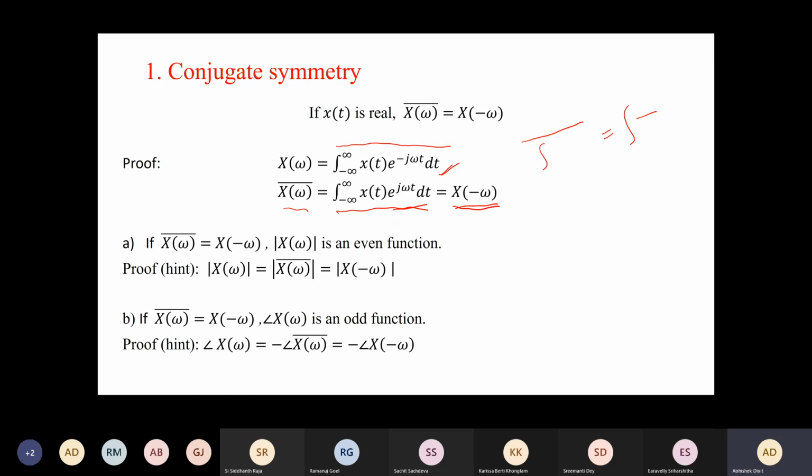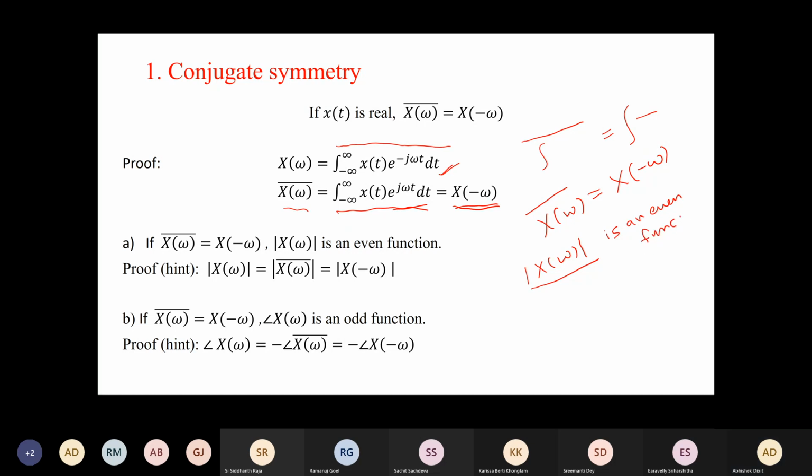And what is the implication of this? If X(omega) conjugate is the same as X of minus omega, what does it imply? It implies that mod of X(omega) is an even function. That is the first implication. Mod of X(omega) is an even function.